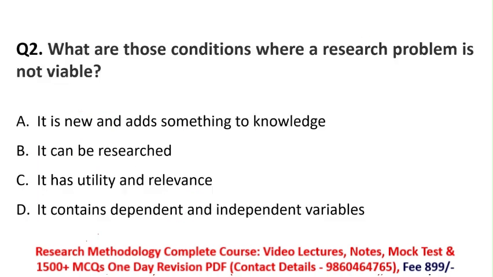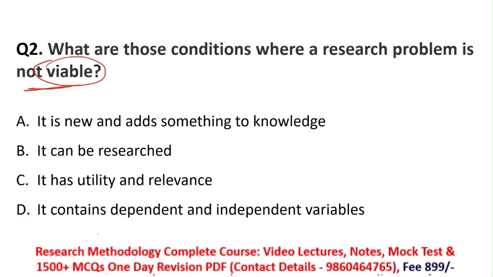What are those conditions where a research problem is not viable? Okay, so not viable means what? Possible, not possible. They have given you some options. From those options you have to select one option in which the research problem is not possible. So one by one we'll see all the options.